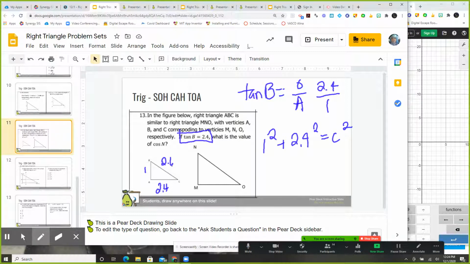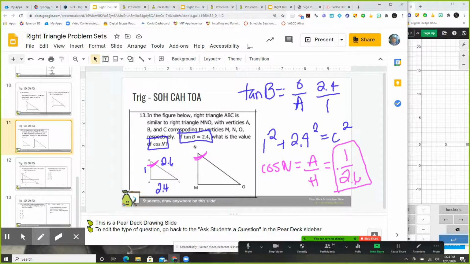Okay. So now I want cosine of n. So what's my combination of sides for cosine? So n corresponds to b. So I want the adjacent side over the hypotenuse. What's the adjacent side? And what's the hypotenuse? That's it. That's the answer.